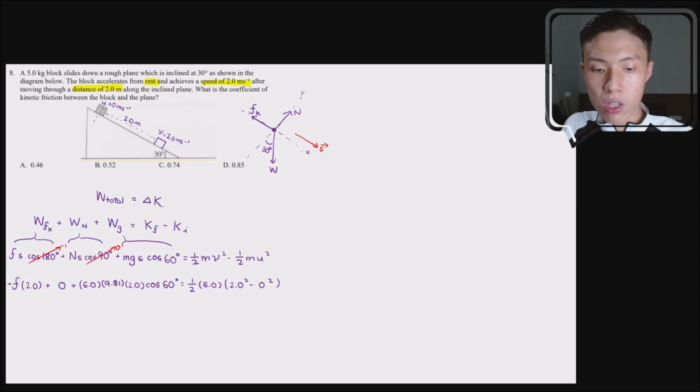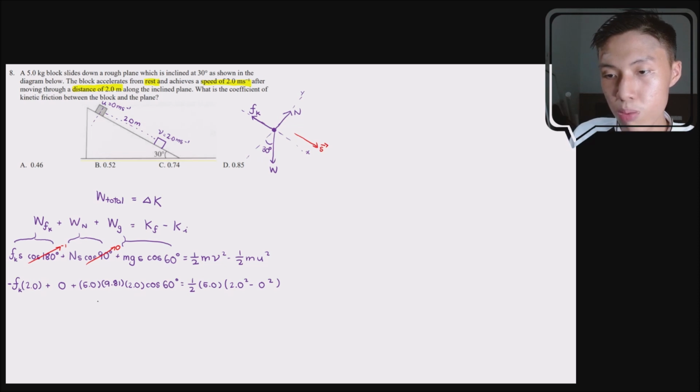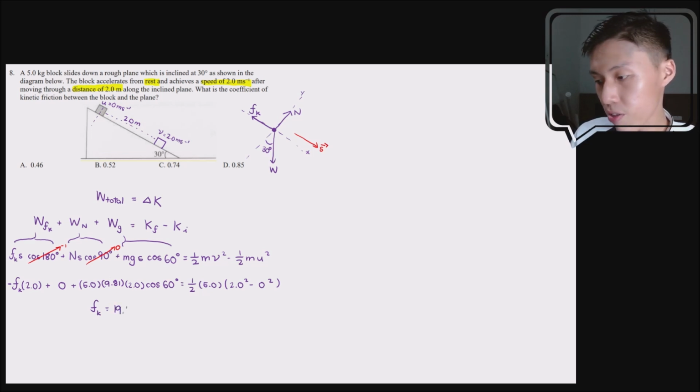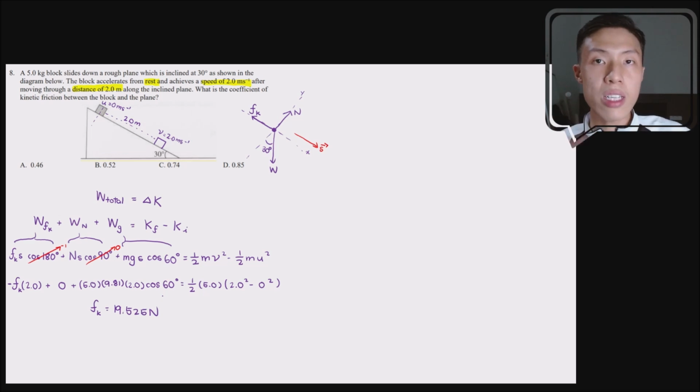Okay, so look at this equation over here. Everything is being substituted in except for the kinetic friction. Let's be a bit clearer. Let's label this as Fk. So the only thing left is the kinetic friction. So we should be able to determine the kinetic friction just by typing everything into the calculator. So the kinetic friction obtained should be 19.525 Newton. So you have determined the kinetic friction and your final destination will be the coefficient of kinetic friction.